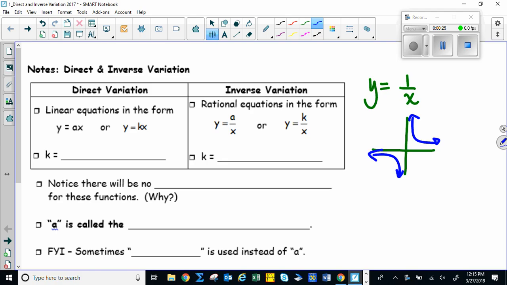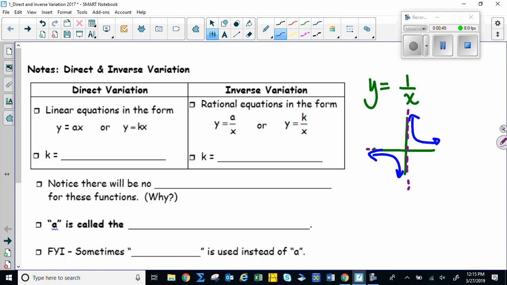Everything that we've done up until now, linear, quadratic, absolute, square root, we could draw those graphs without ever picking up our pencil. But what I just drew right now, I had to pick up my pencil to move from quadrant 1 to quadrant 3. So we have what's called a discontinuity. Everything else has been continuous. The minute I pick up my pencil, I have a discontinuity.